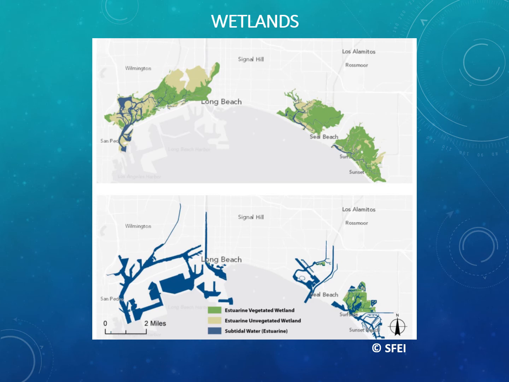So these images are before and after Southern California's wetlands, with the top image a representation of our coast around 150 years ago. So in green and yellow, we have all of our estuaries there. In blue are the rivers that emptied out into the ocean.